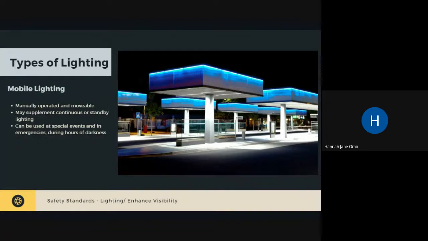Third one is the mobile lighting. These are manually operated and movable, and may supplement continuous or standby lighting. This can be used at special events and in emergencies during hours of darkness.